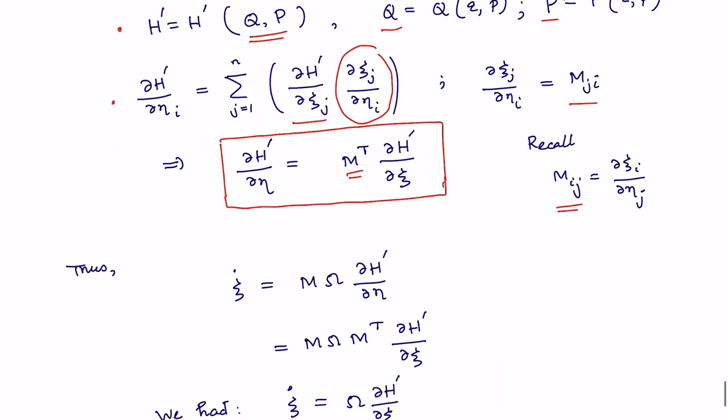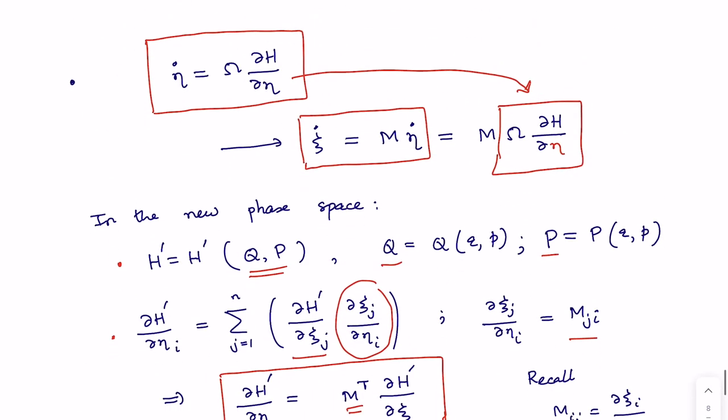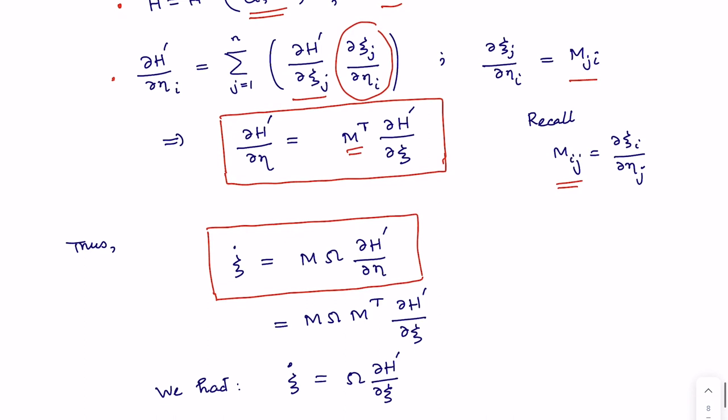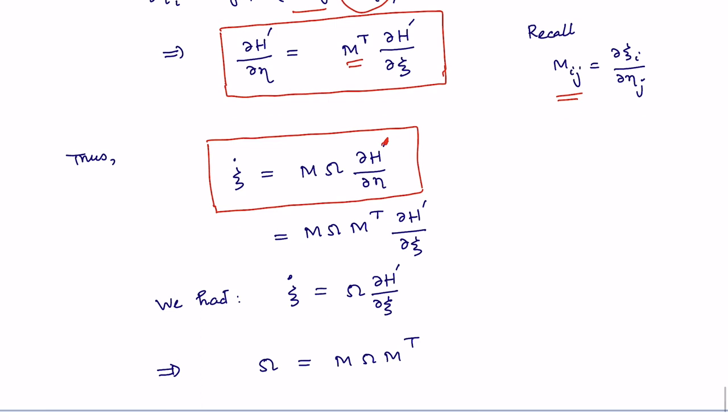So now you had xi dot is equal to M omega. In the new phase space, I will have M omega delta H over delta eta. Here I have written it for the old phase space, but now my Hamiltonian is changed to H tilde, therefore I'm writing H tilde here: M omega delta H tilde over delta eta. From here I'm writing this part here. And by the way, we expect that my xi dot, because the canonical Hamilton equation of motion in the new phase space, should take this form. So this is what I should have.